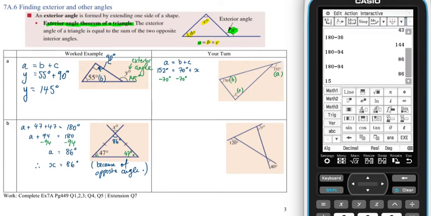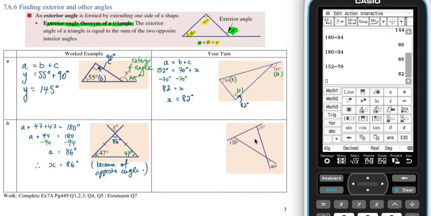Not quite. Don't know what happened there. Oh, I don't think I was clicking properly there. And we've got 82 degrees. There we go. So 82 degrees is equal to X, and I like writing it with the X on this side. So X is 82 degrees. So that there, 82 degrees.